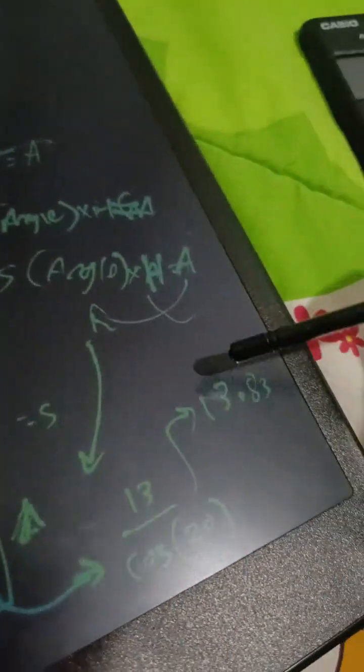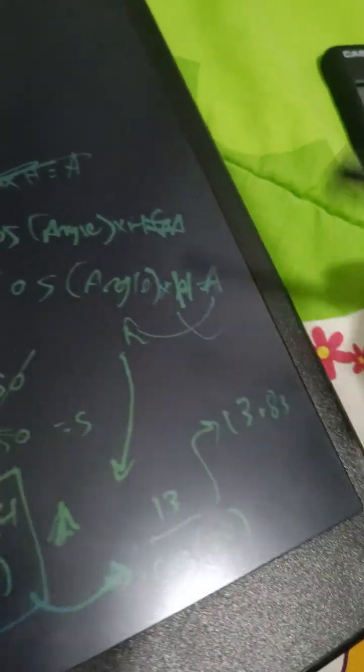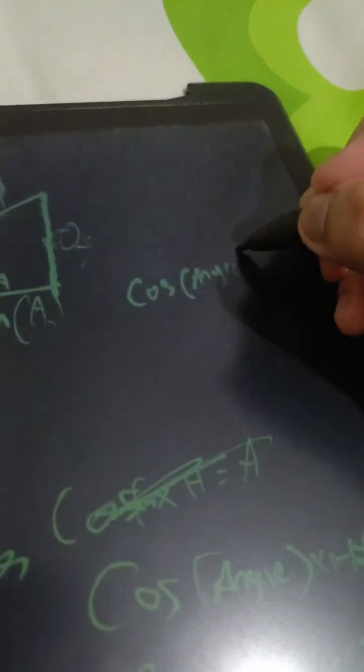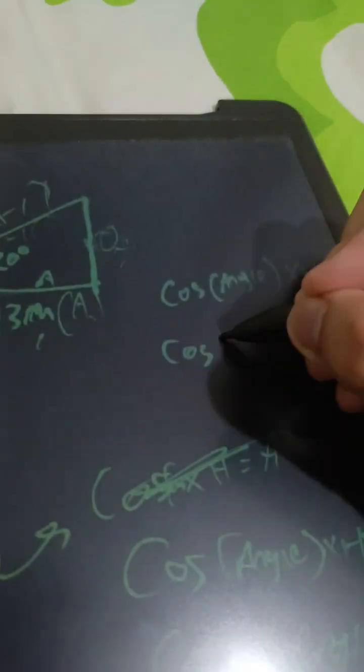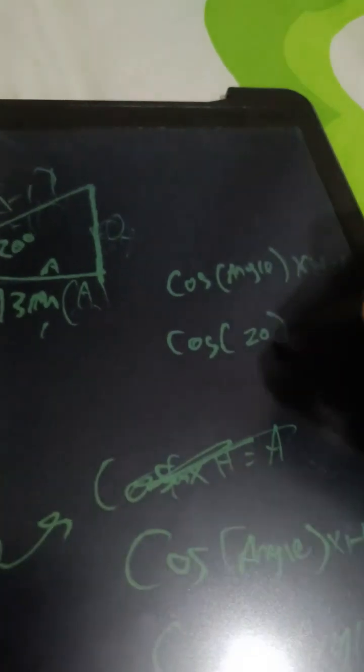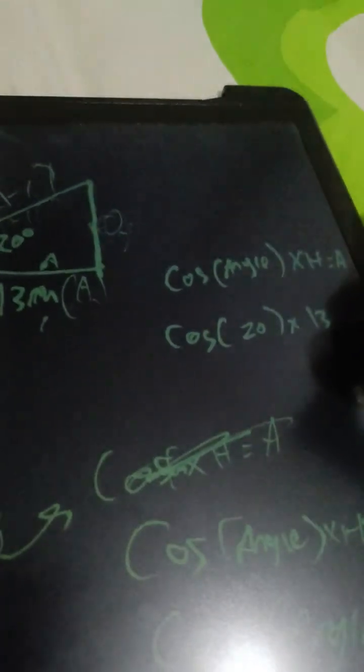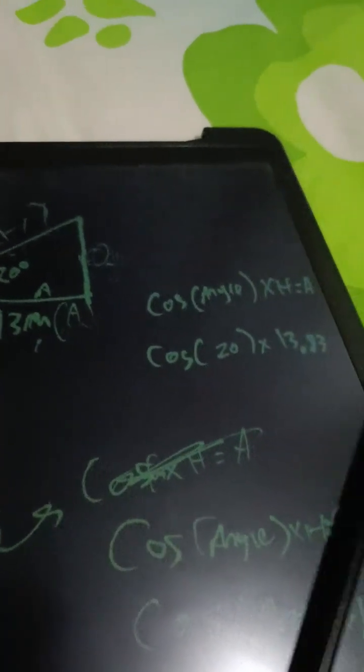But why is this correct? Well, if you don't believe this, then we're just going to have to recheck it. Let's put it in the original formula, which is this. So let's try it. Cos 20 times 13.83. Is that correct?